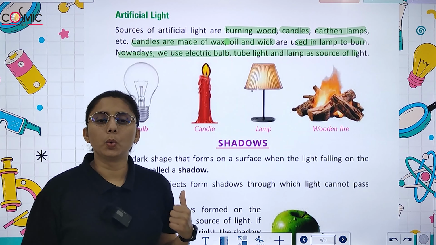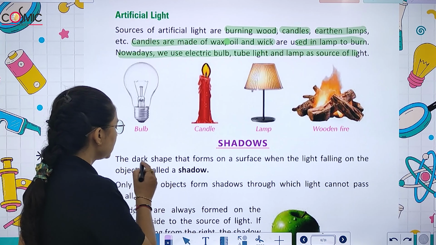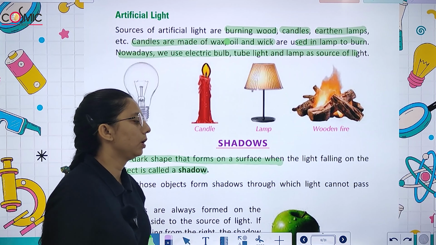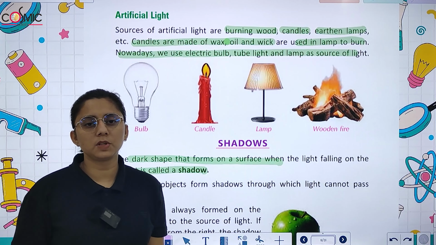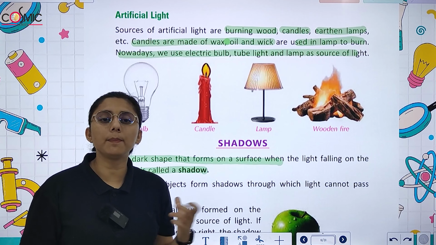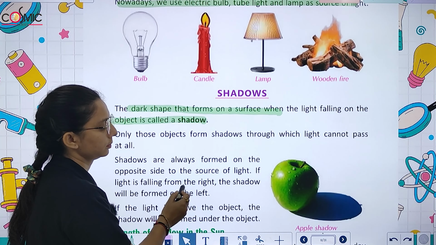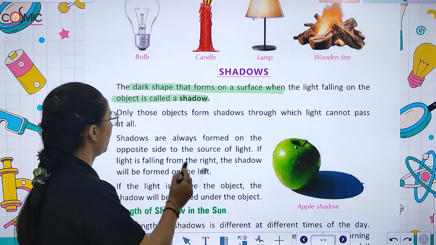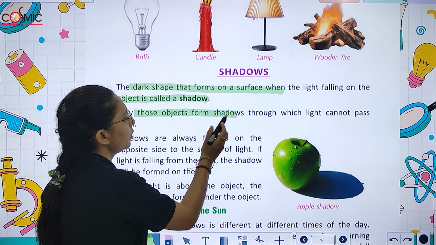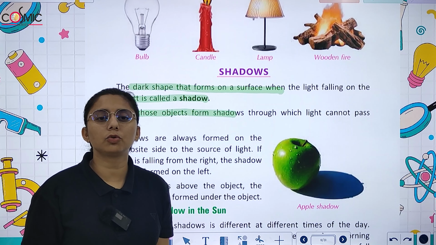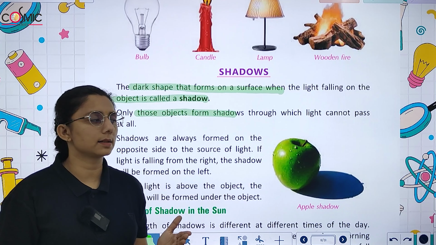Now next is shadow. What is shadow? It is the dark shape that forms on a surface when the light falling on an object is blocked, called shadow. जब लाइट फॉल करती है ऑब्जेक्ट पे और वो एक शेप बनाता है, तो उसे क्या कहा जाता है? Shadow. Only those objects form a shadow through which light cannot pass. खाली वो ही ऑब्जेक्ट शेडो फॉर्म करता है जिसके थ्रू लाइट पास नहीं कर सकती.